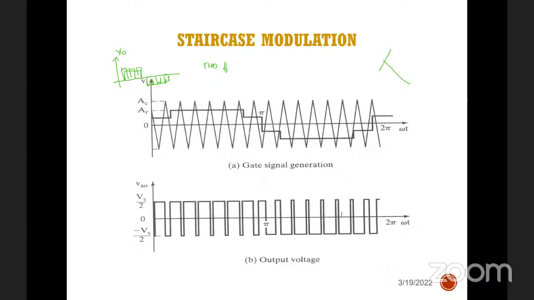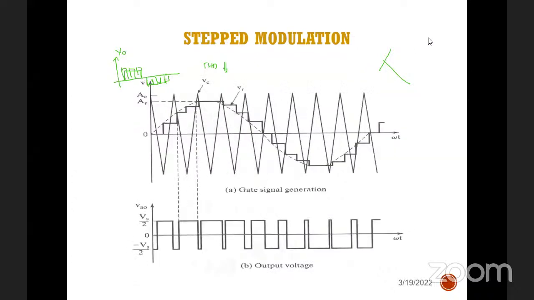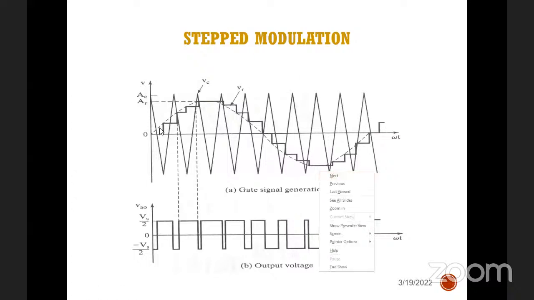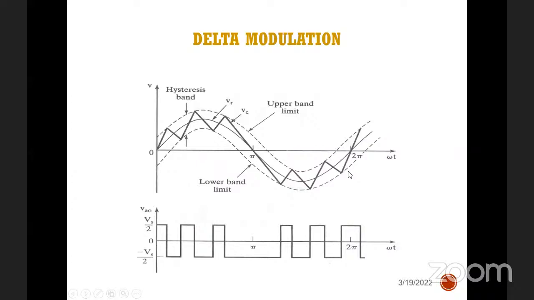And the next one is known as stepped modulation. So what is meant by stepped modulation? The reference signal we are going to take in the form of steps, and the carrier signal is nothing but the triangle. Again, same thing, here we are going to compare. Because of that, this is the output voltage we are getting here. This reference signal we are giving in the form of steps, so that's why it is known as stepped modulation.